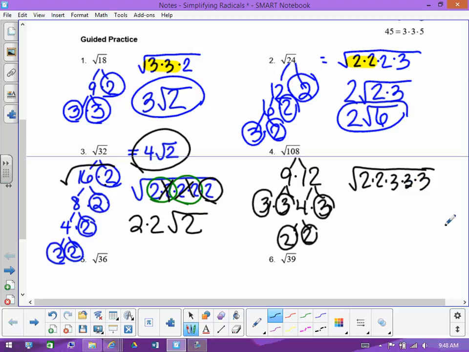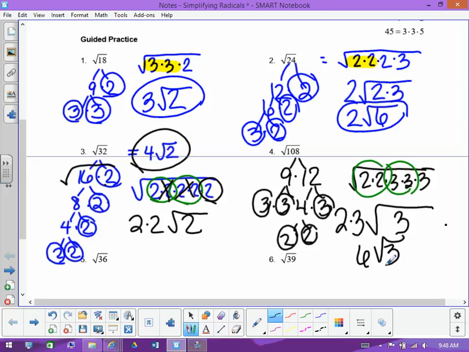So, look at your pairs. We have 2's and we have 3's. So what's going to be out front? A 2 and a 3. Remember they're factors, so they're multiplied together. The extra one here has to stay inside. So what's 2 times 3? 6. So 6 times the square root of 3.